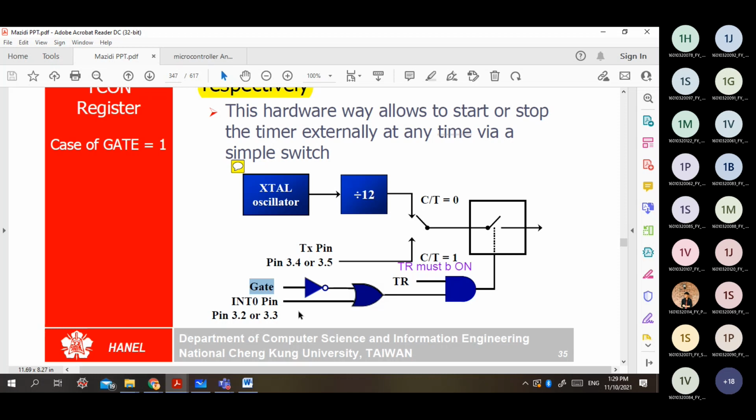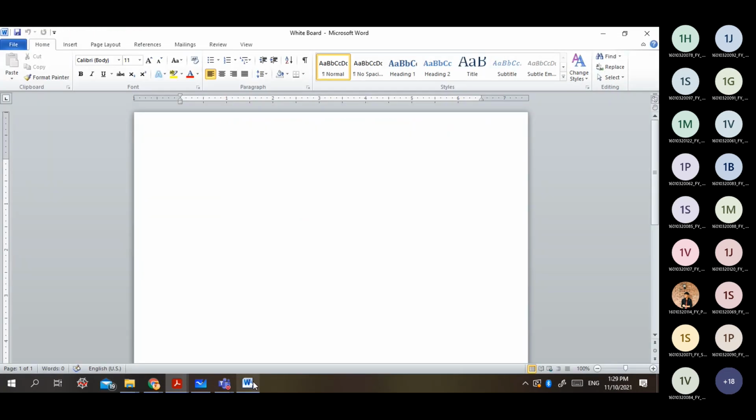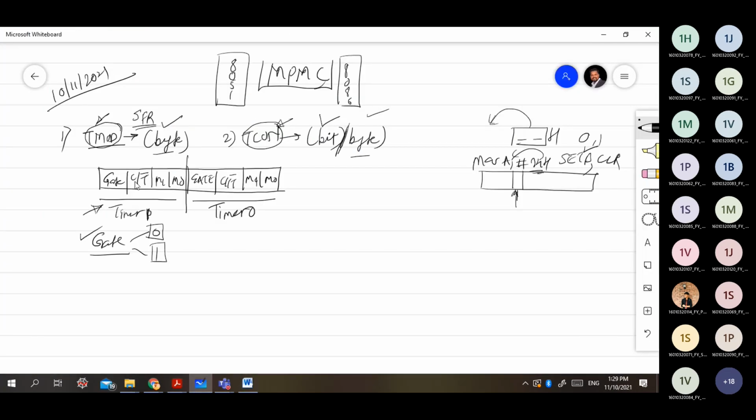Whether an external interrupt is needed or not will be decided by the gate bit. Okay. Then we have another bit, which is C/T bar. This is that bit, which we have seen here in the register. Okay, so the gate is used to decide whether to start the timer by external interrupt or not. Fine. If it is a 1, yes, we need external interrupt. If it is 0, we do not. Fine. Then we have C/T bar. So what does C/T bar mean?